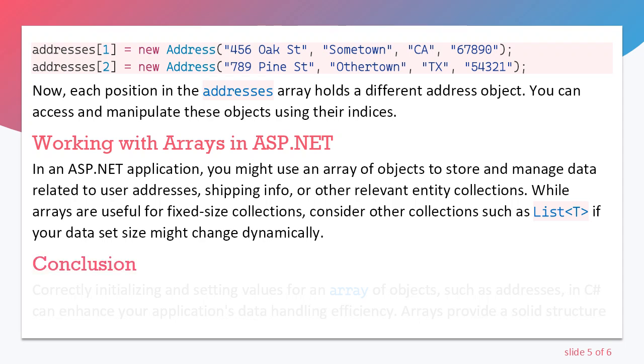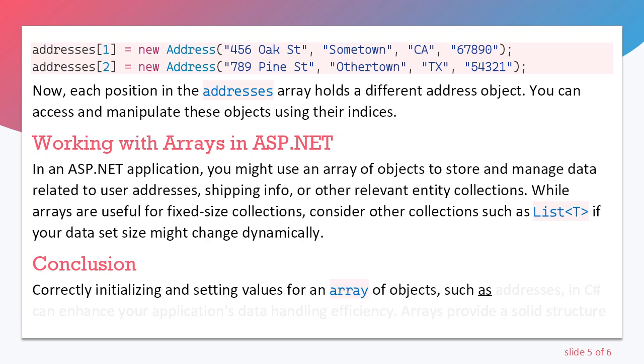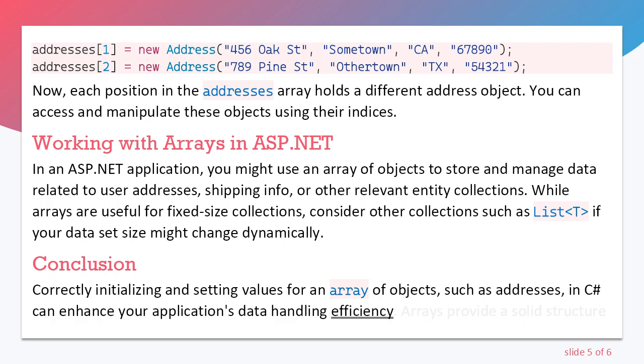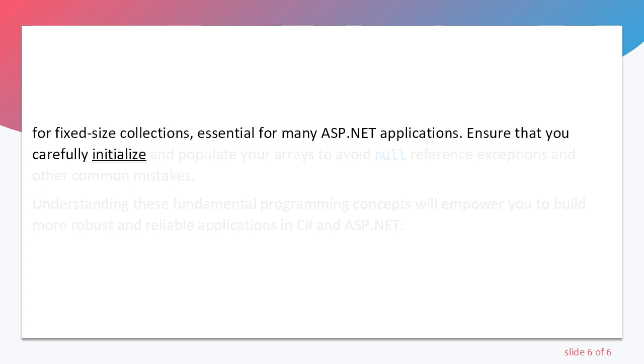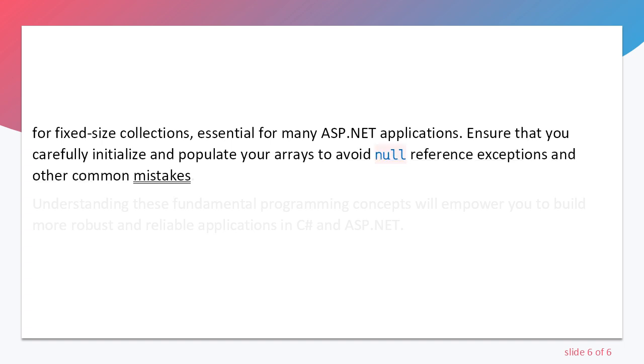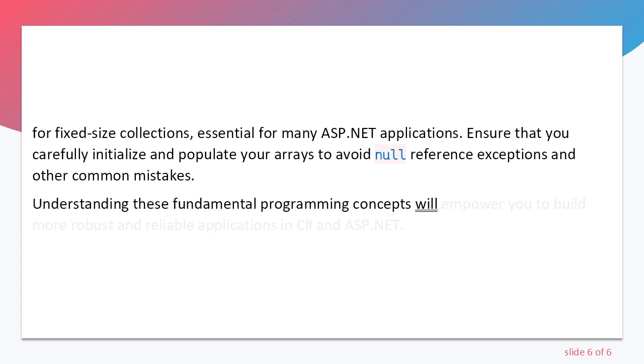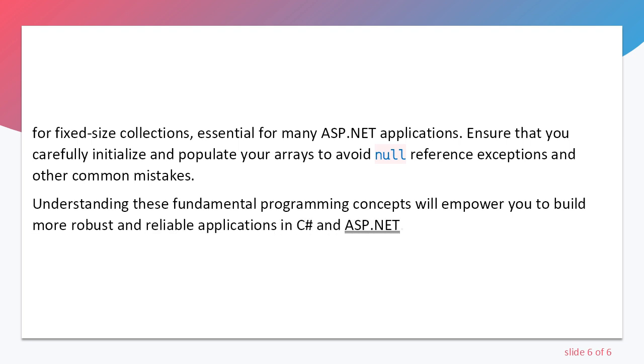Conclusion. Correctly initializing and setting values for an array of objects, such as addresses, in C# can enhance your application's data handling efficiency. Arrays provide a solid structure for fixed-size collections, essential for many ASP.NET applications. Ensure that you carefully initialize and populate your arrays to avoid null reference exceptions and other common mistakes. Understanding these fundamental programming concepts will empower you to build more robust and reliable applications in C# and ASP.NET.